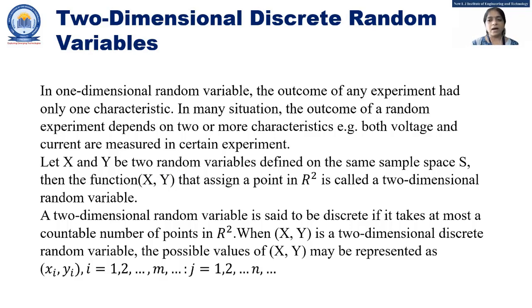Let X and Y be two random variables defined on the sample space S. Then the function (X, Y) that assigns a point in R square is called a two-dimensional random variable. A two-dimensional random variable is said to be discrete if it takes at most a countable number of points in R square. When (X, Y) is a two-dimensional discrete random variable, the possible values of (X, Y) may be represented as (xi, yj), where i runs from 1 to m and j runs from 1 to n.